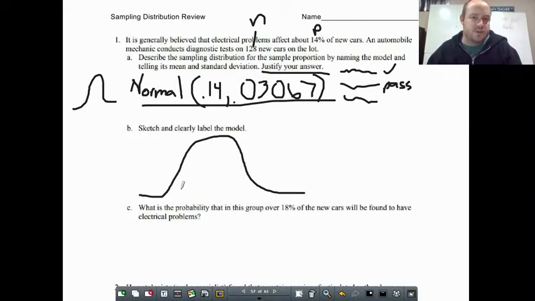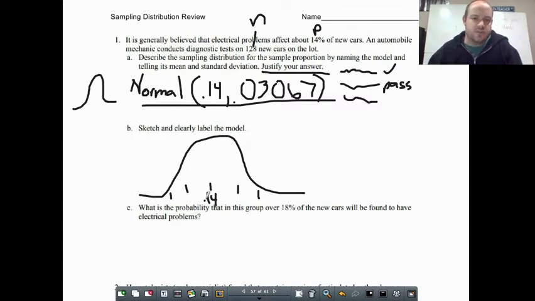So if this is our normal model, remember, if we just want to sketch and clearly label it, that means we want the 0.14 here in the middle. Obviously, we're not going to have much room for writing here since this is a very small area. But how would we go about doing this? Remember, you would just add this to the 0.14 to move this way and subtract this to move backwards.